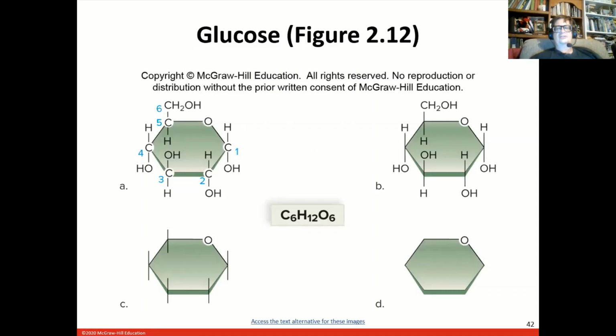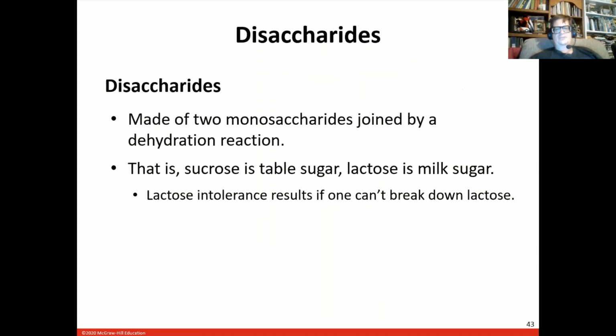All right, so here's some pictures of glucose. Yay, different ways they've drawn it. So glucose is a monosaccharide made out of 1 ring of carbon. A disaccharide is made out of 2, all right? Sucrose, table sugar, that is a disaccharide. So is lactose, milk sugar.